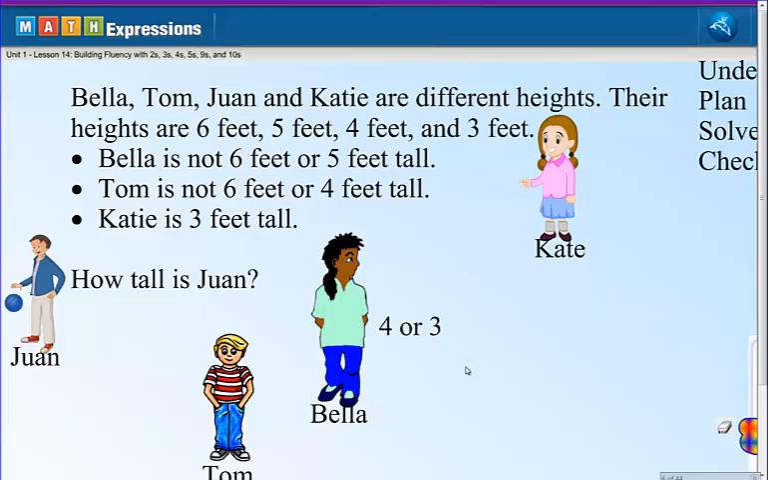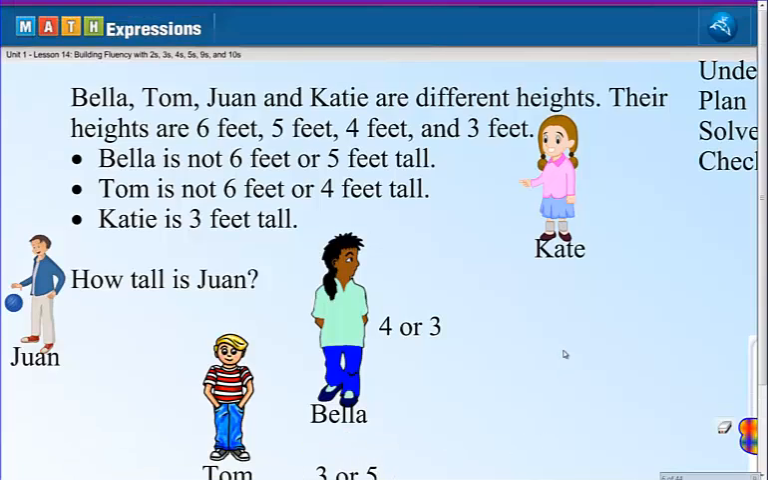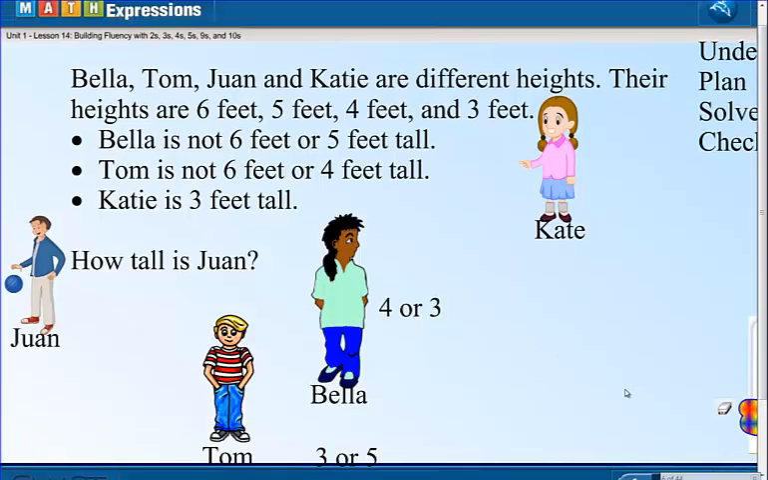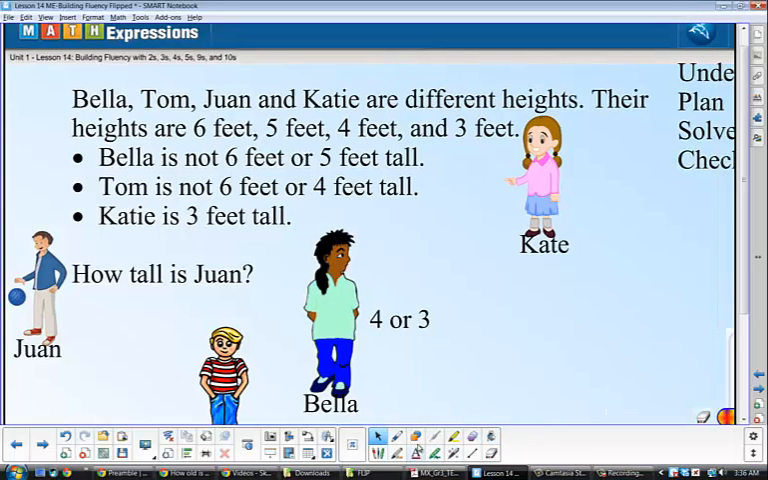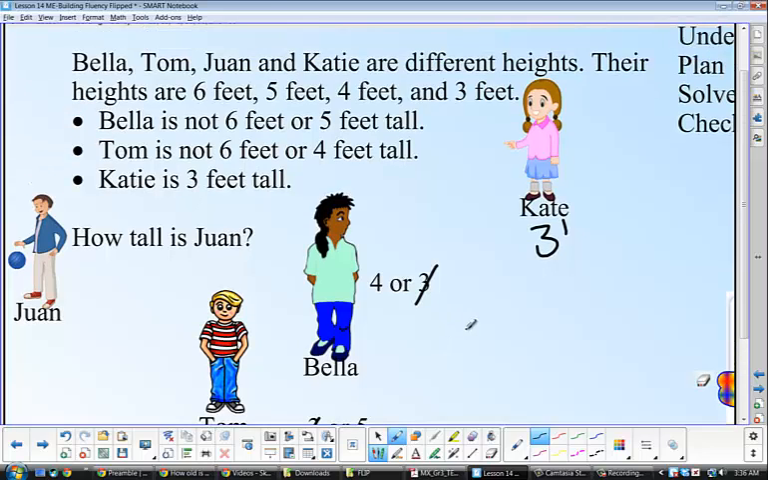Tom is not 6 feet or 4 feet. So Tom is either 3 or 5. And Katie is 3. So right there we kind of get an idea that we can cross out a couple. Since Katie is 3 feet tall, we can cross out 3 and 3. Now you can probably solve this right now.